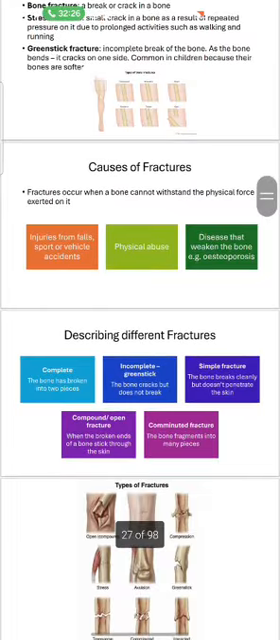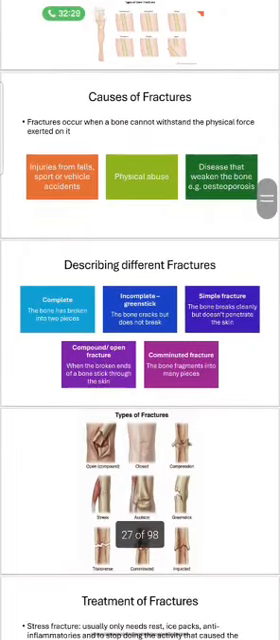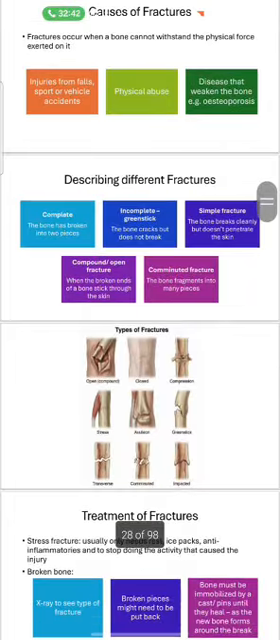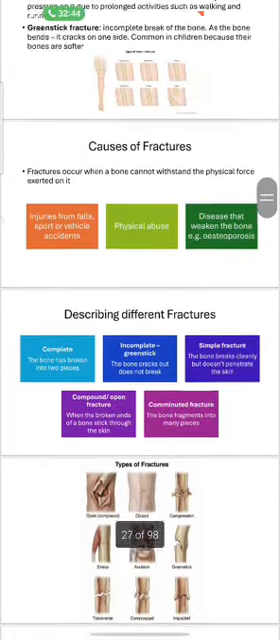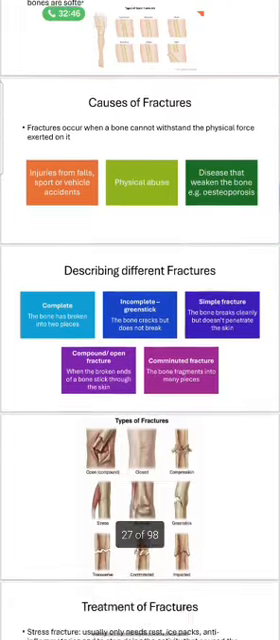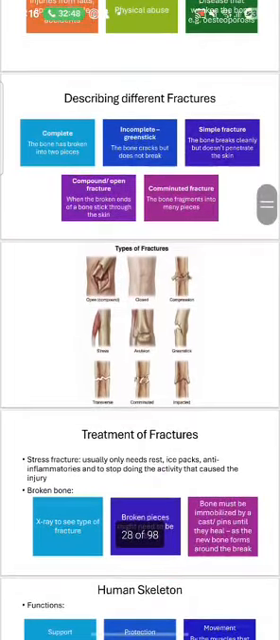So, causes of fractures. Fractures occur when a bone cannot withstand the physical force exerted on it. Injuries from falls, sport or vehicle accidents, physical abuse, and diseases that weaken the bone are just some examples. So, describing different fractures. They are complete, incomplete greenstick, simple fracture, compound or open fracture, and comminuted fracture. So, complete: the bone has broken into two pieces.